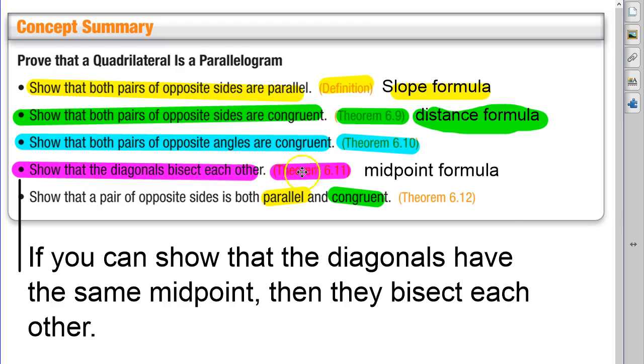Next, show that the diagonals bisect each other. That is theorem 6.11, midpoint formula. And then show that a pair of opposite sides is both parallel and congruent.